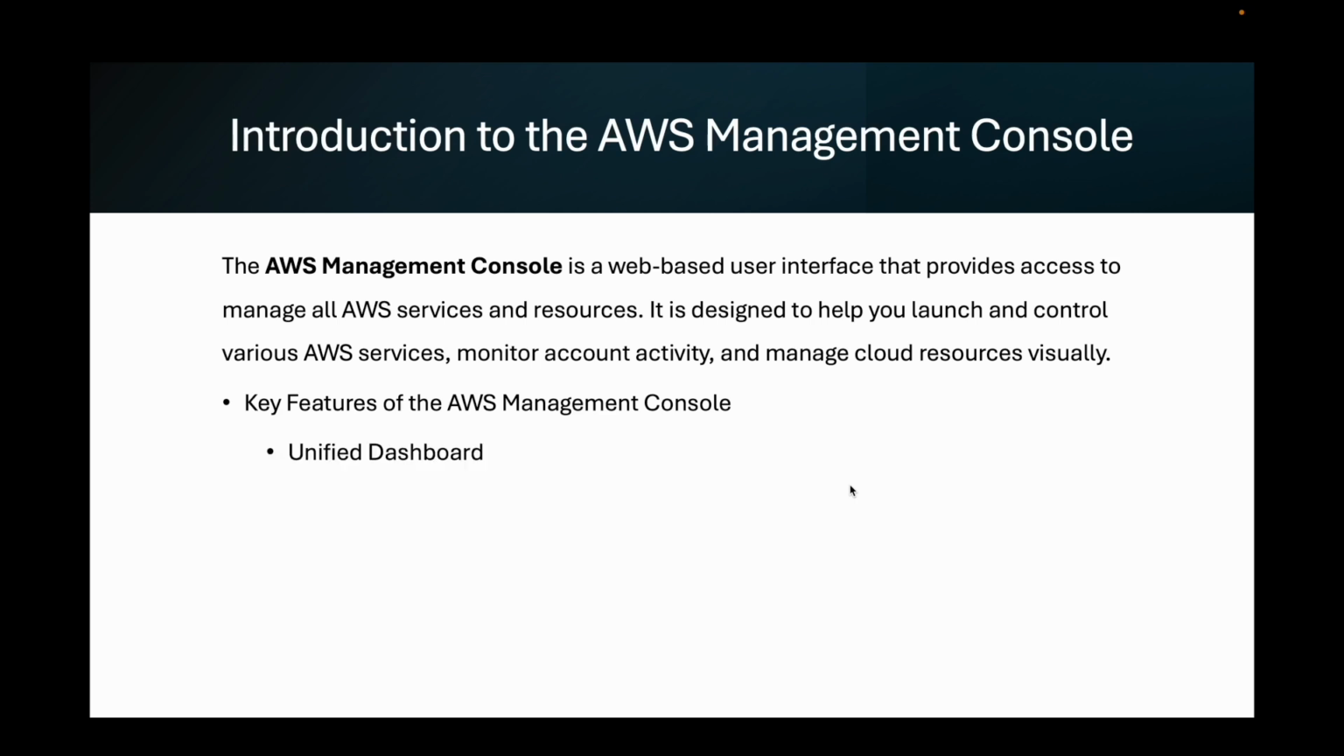Unified dashboard. The console provides a single interface to manage all AWS services. You can navigate between different services, view billing information, and monitor usage. Then we have the search bar. Use the search bar to quickly find and access any AWS services like EC2, S3, Lambda. We have service shortcuts. Customize the dashboard by pinning your frequently used services for faster access.